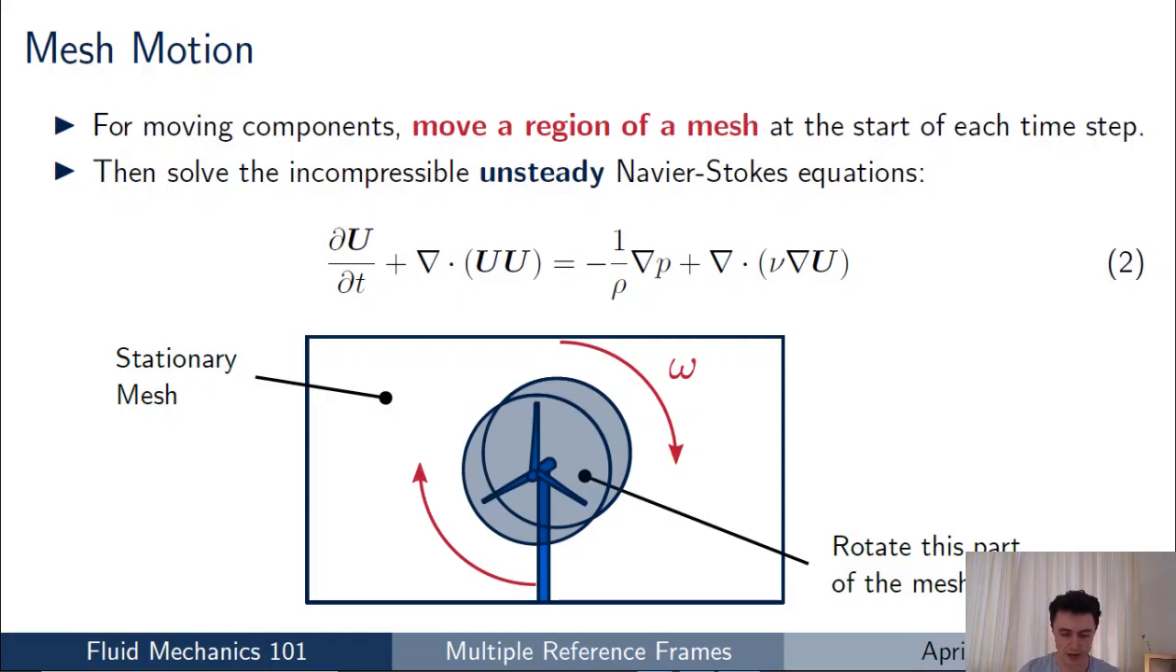So if you look at the image I've got for you there on the screen, the majority of the mesh is stationary, and then there's a small coin-shaped region around the wind turbine, which you can see there in blue. And the way we account for this in the CFD code is we take that region, that coin that contains the wind turbine, and then physically rotate it by a small increment at the start of each time step. And of course, numerically, we solve the incompressible, unsteady Navier-Stokes equations, and that will allow us to get a solution.